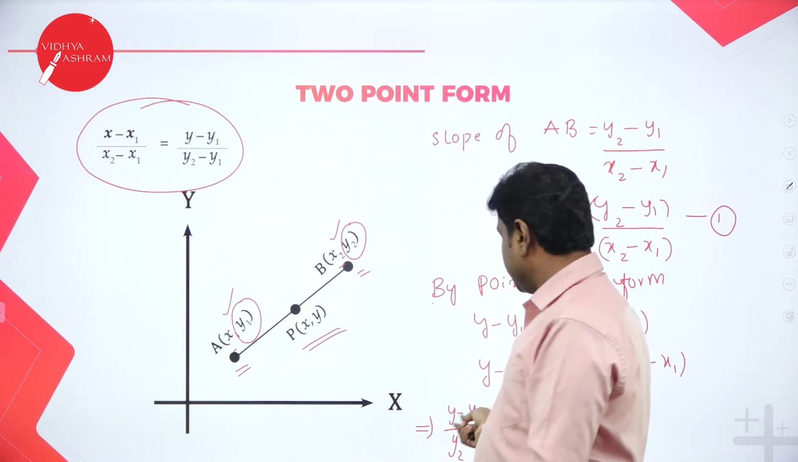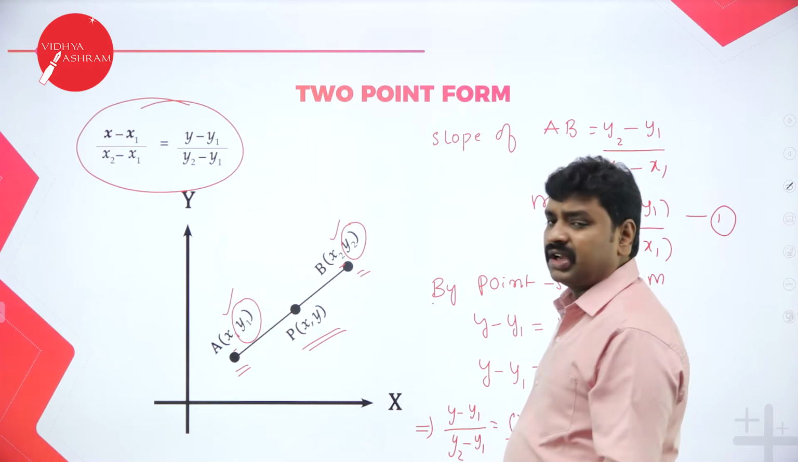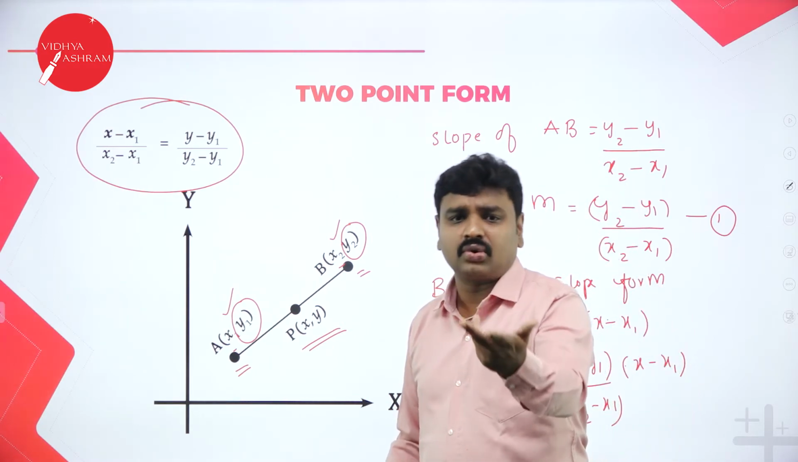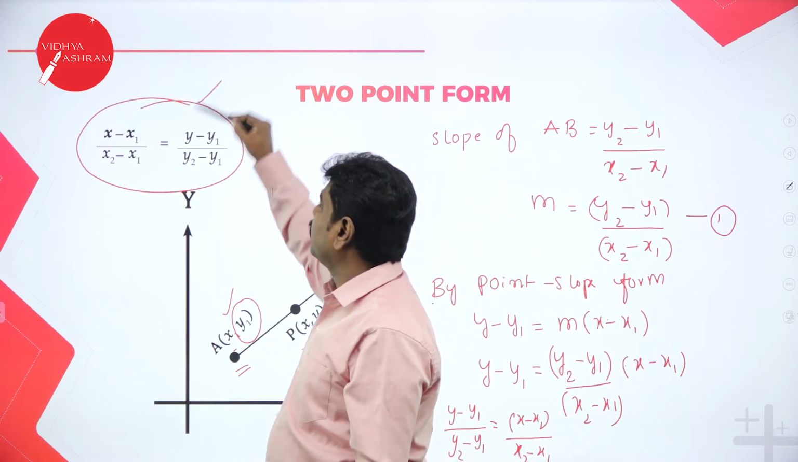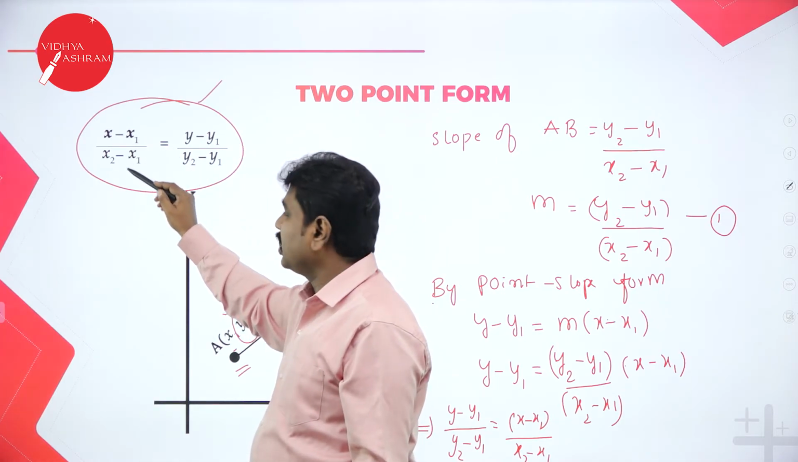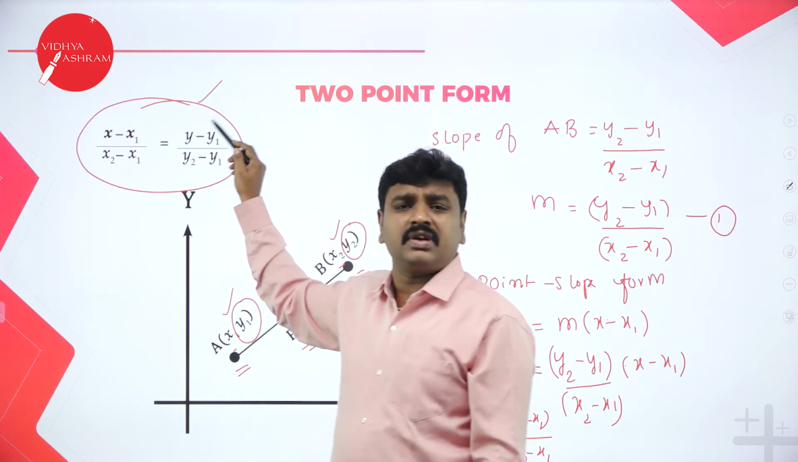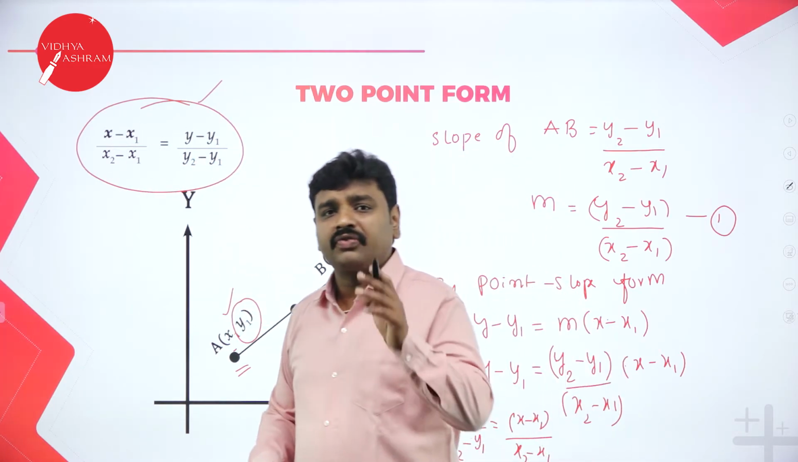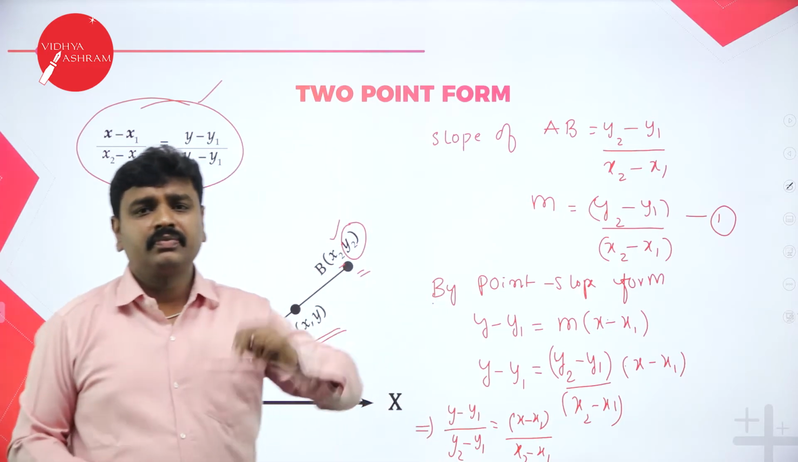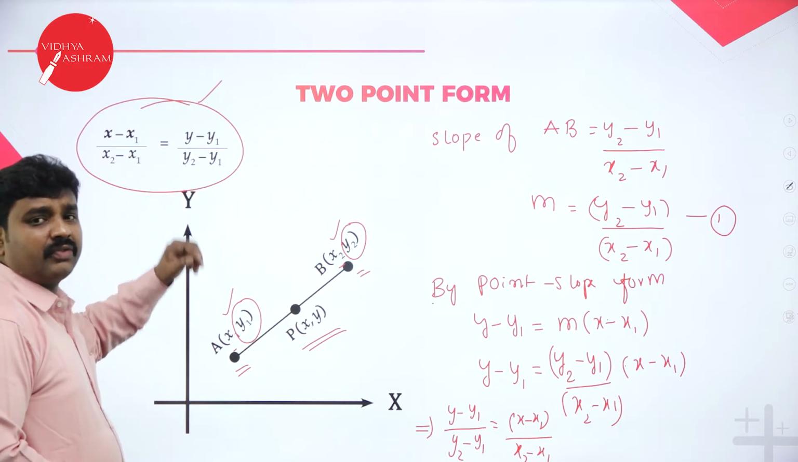So this is (y minus y1) by (y2 minus y1) is equal to (x minus x1) by (x2 minus x1), or you can rewrite it as a is equal to b or b is equal to a. This is the 2-point form: (y minus y1) by (y2 minus y1) equal to (x minus x1) by (x2 minus x1), or you can start with (x minus x1) by (x2 minus x1) is (y minus y1) by (y2 minus y1). I hope all of you understood this. What is the 2-point form? The 2-point form is (x minus x1) by (x2 minus x1) equal to (y minus y1) by (y2 minus y1).